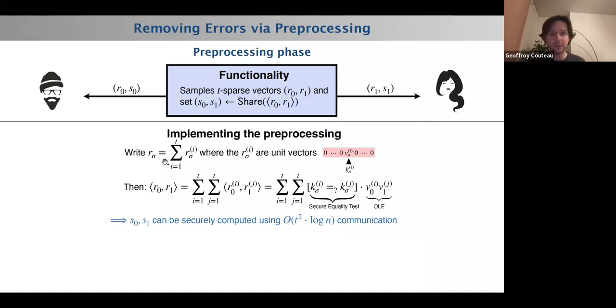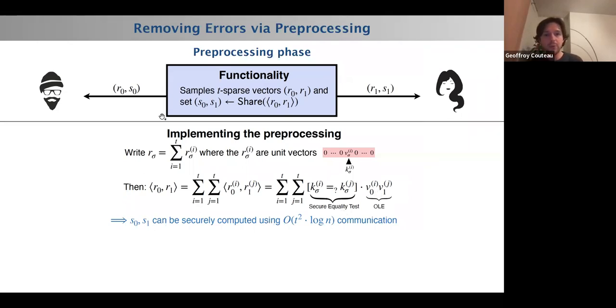So if you just write a sparse vector as a sum of unit vectors and you open everything, you get that this inner product can be written as a big sum of products between coordinates, multiplied by something which is 0 or 1, depending on whether the coordinates are at the same position. And this can be securely computed using some simple secure computation, using a bunch of equality tests to test equality of the positions and obvious linear evaluation for these products.